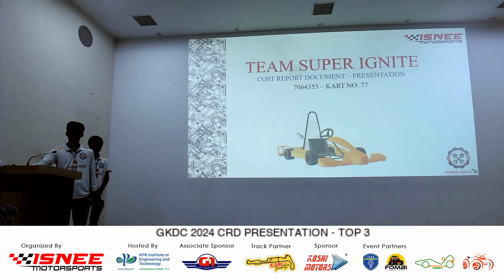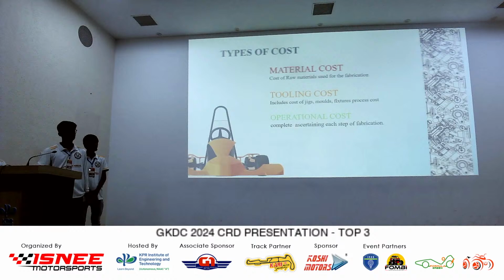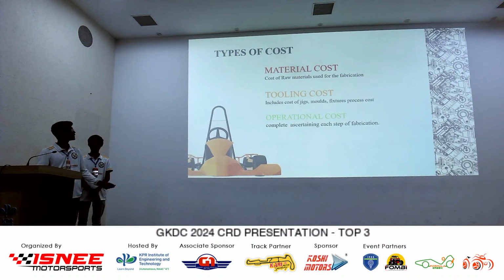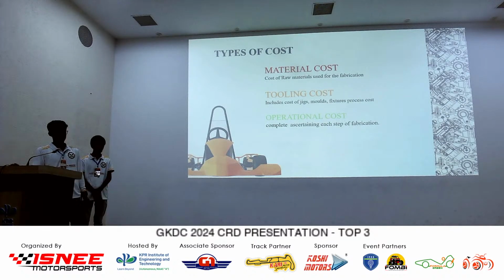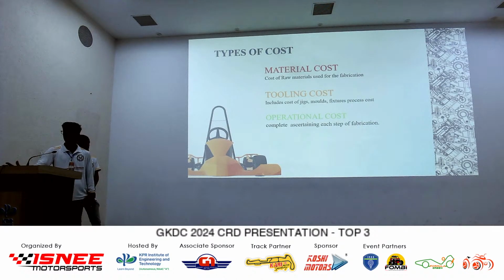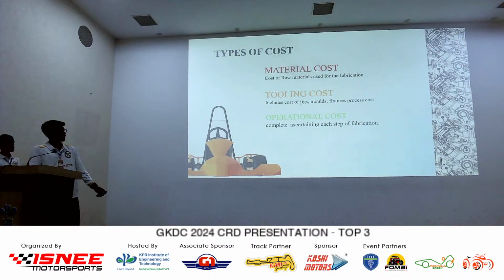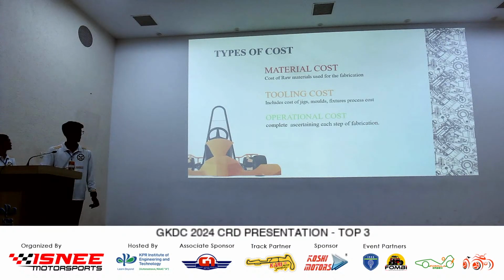So coming to our CRD, the CRD is made by considering these three costs: material cost, tooling cost, and operation cost. Here, the material cost is nothing but the cost for all the raw materials used in the manufacturing process. Tooling cost is nothing but the cost for all the jigs, weld jigs, moulds, and all the tools utilized for the manufacturing process. Operational cost is nothing but the cost associated with the manufacturing and fabrication part.